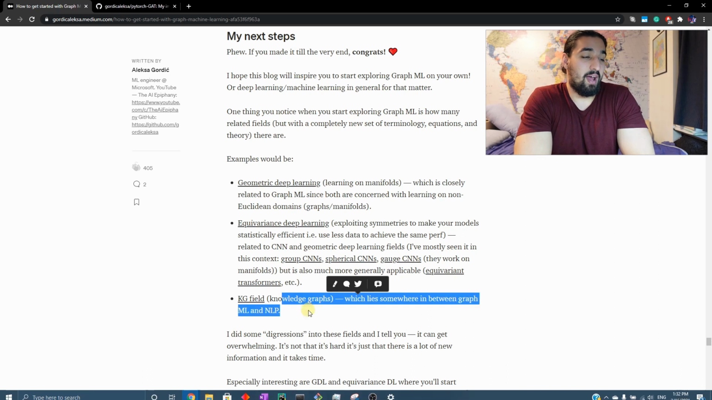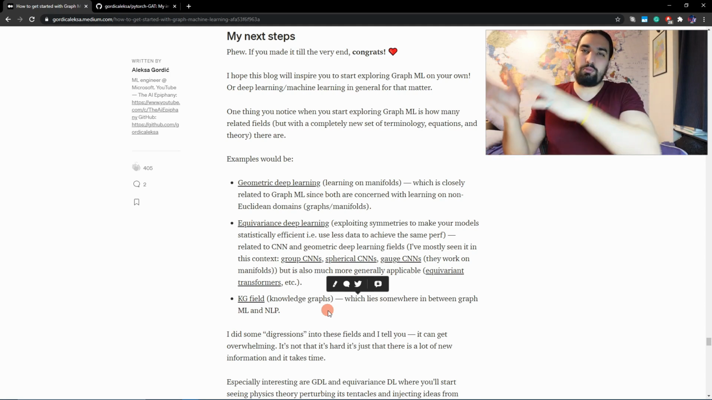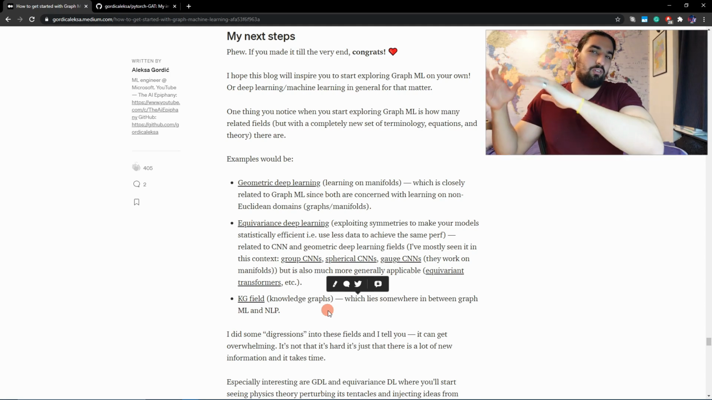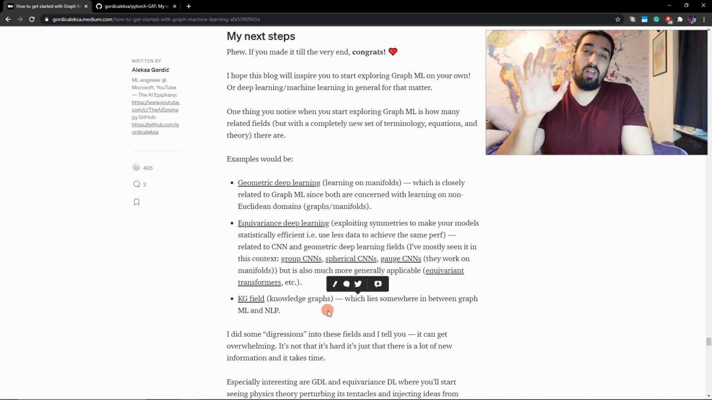Finally, knowledge graphs. They're a mix between NLP and GraphML. So again, totally new terminology, totally new set of people, history, papers, so just be cognizant of that fact.